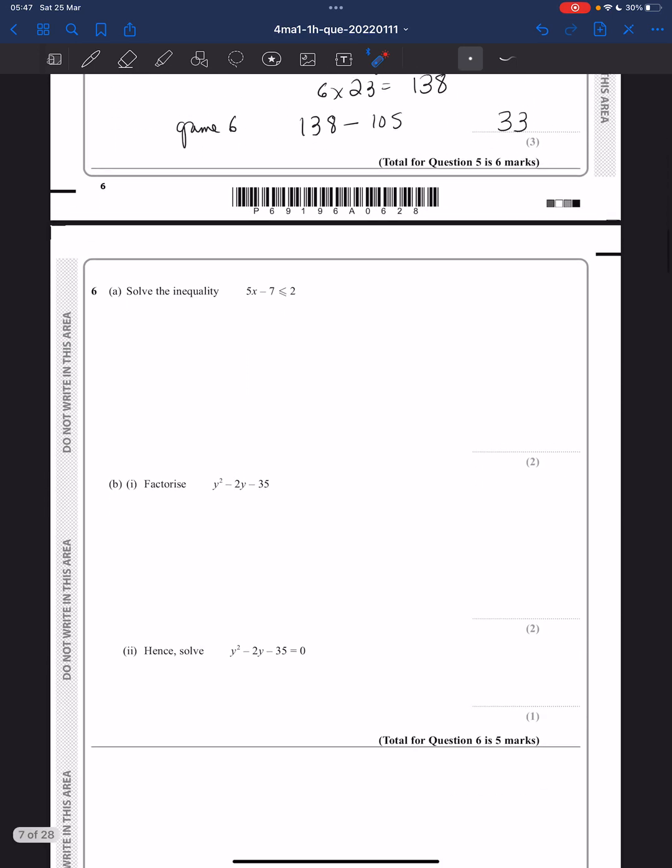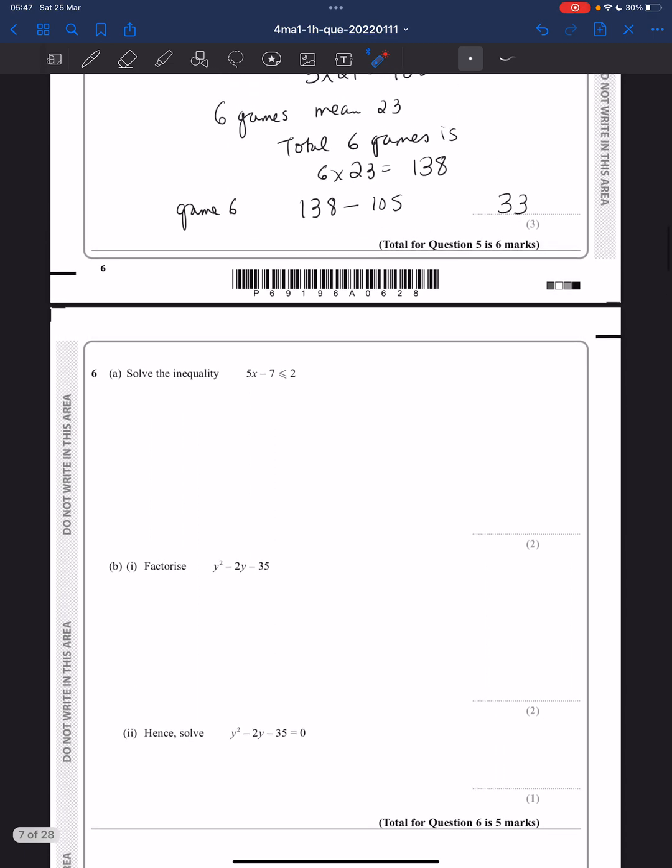Okay, right, solve the inequality. 5x minus 7 is less than or equal to 2. So the first thing we do is add 7 to each side. 5x is less than or equal to 9. Then we divide by 5. x is less than or equal to 9 over 5. So x is less than or equal to 1.8.